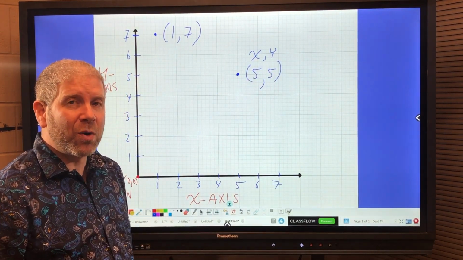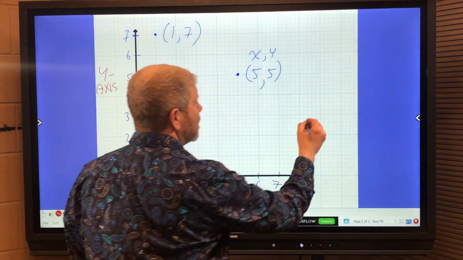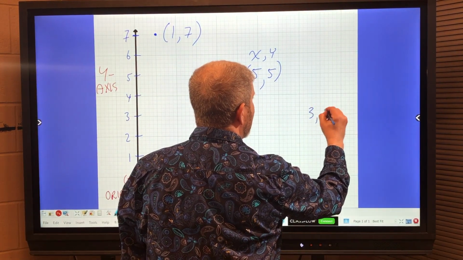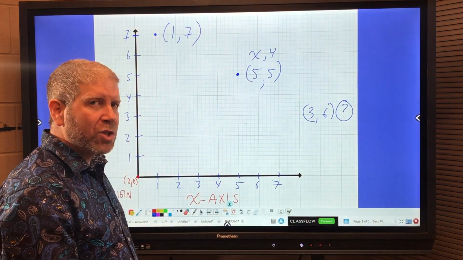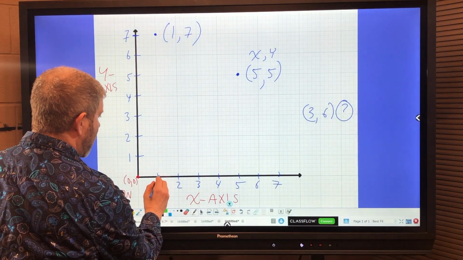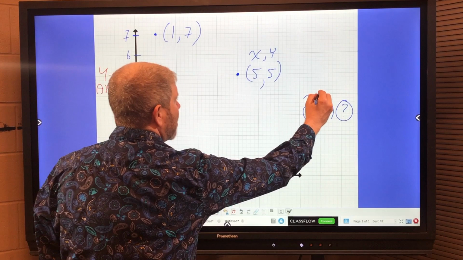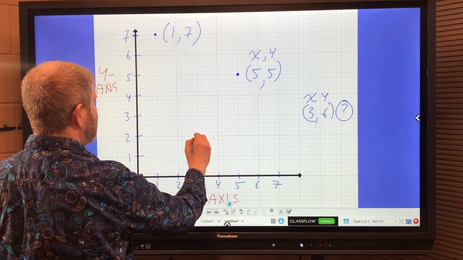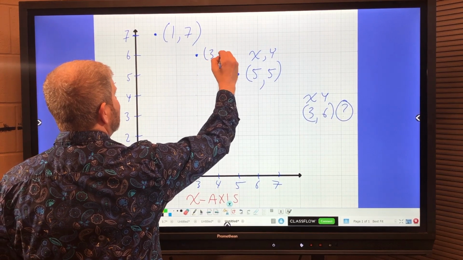The other thing we can do is I can give you a point and ask you to map it on the coordinate grid. So for example, if I have 3, 6, I could say, where is that located here? So what we would do is we would go over 1, 2, 3, because this is my x-coordinate, and then I would go up 6. 1, 2, 3, 4, 5, 6, and then I have found 3, 6.